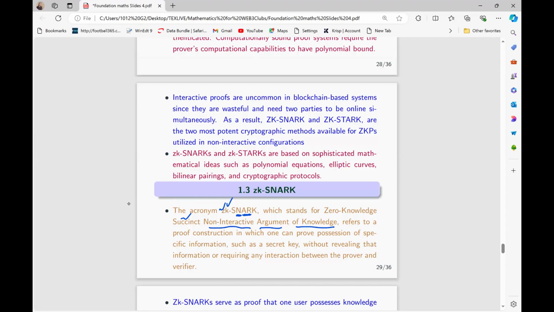It's zero knowledge succinct non-interactive argument of knowledge. So those words, I'll break them down so that we know what it means. I'll break them down later, just before I'm done with the ZK-SNARK. But again, just to recall, this is a type of zero knowledge proof.